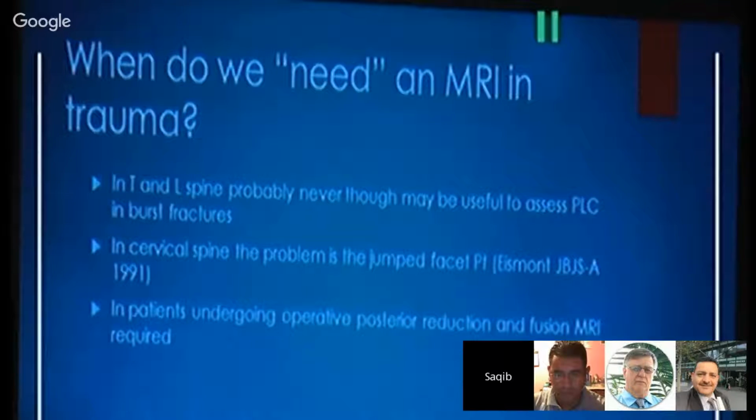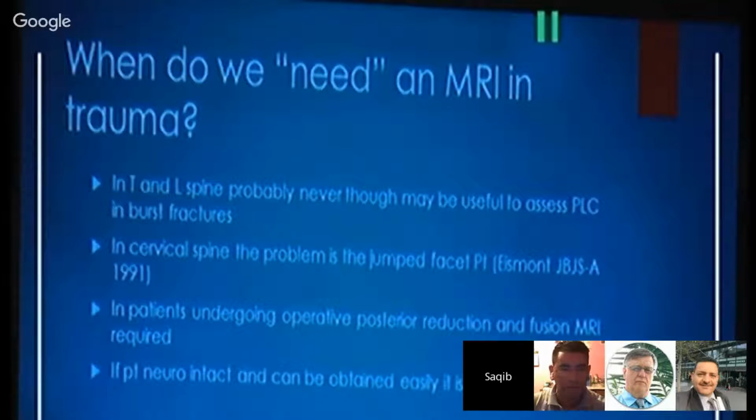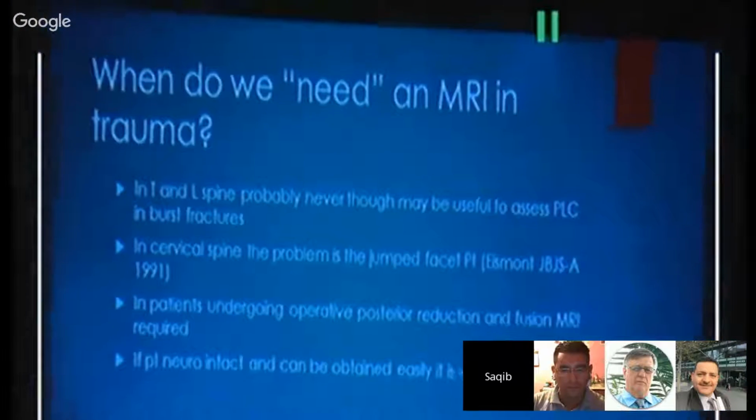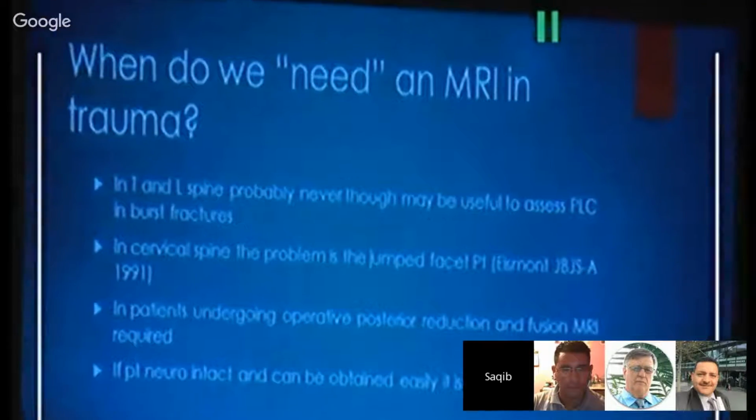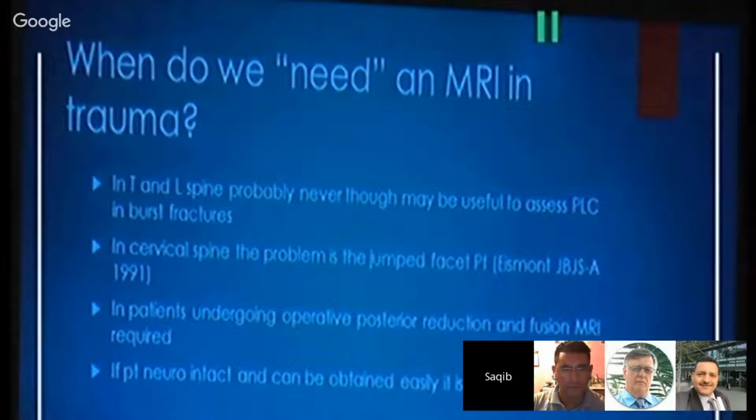But in general, I think if you're going to do an operative posterior reduction under general anesthesia, you have to have an MRI in that patient before taking them to the operating room. I think that's one clear one where you have to have an MRI. In a neurologically intact patient that you're going to do a reduction on, if you can get one easily, I don't think there's any harm in waiting to get that, and there is potential valuable information there. So in that case, I would usually opt to get an MRI.